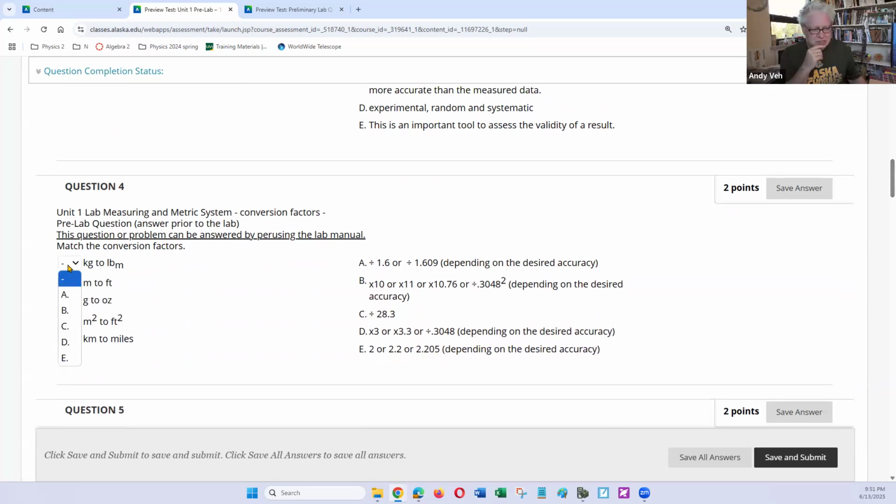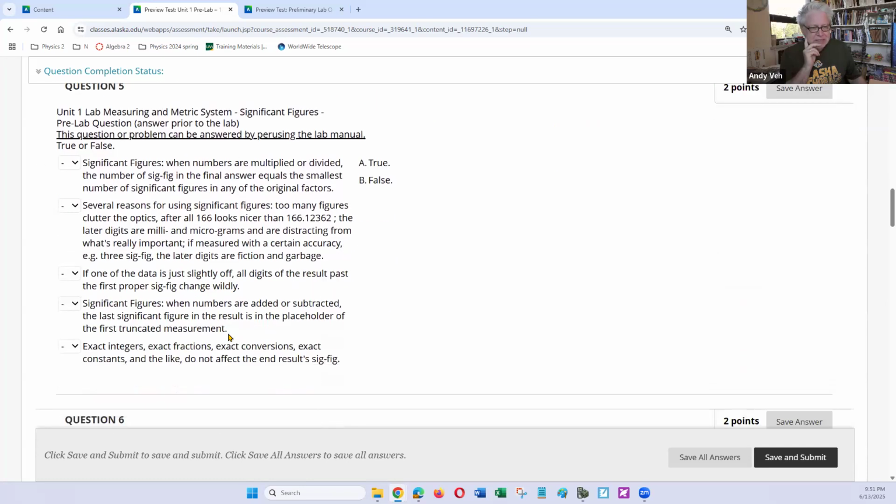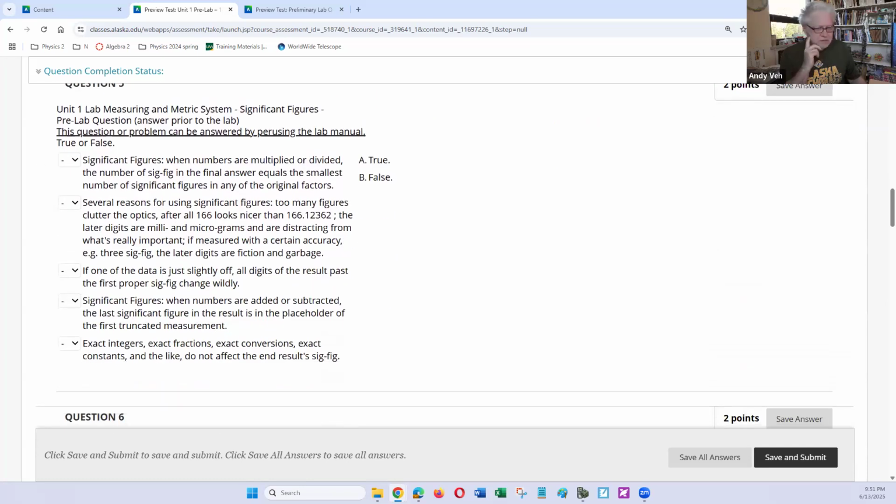So these are actually in the reverse order. And if you carefully look at these, then you have the last one. Yes, in order to get from kilometers to miles, either multiply by 1.6 or divide by 1.609. Depends on which direction you're going, depending on the desired accuracy. Or the last one, 2.2, or 2.205, depending on the accuracy, kilograms to pound mass. This one here, I want to say all of these are correct. So this is about significant figures again. So pay attention to them.